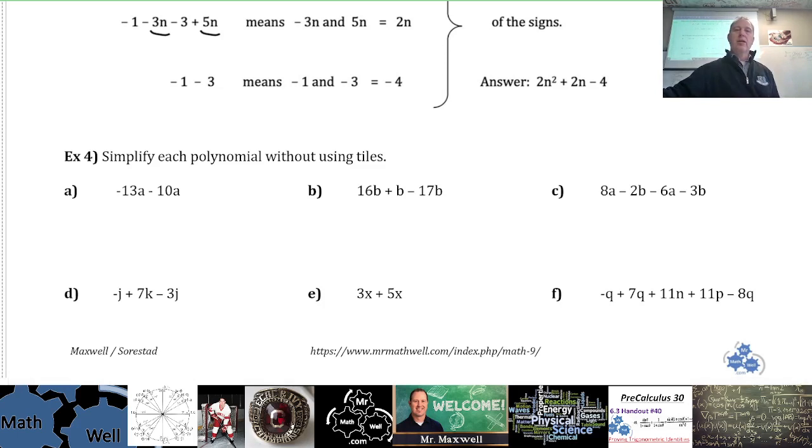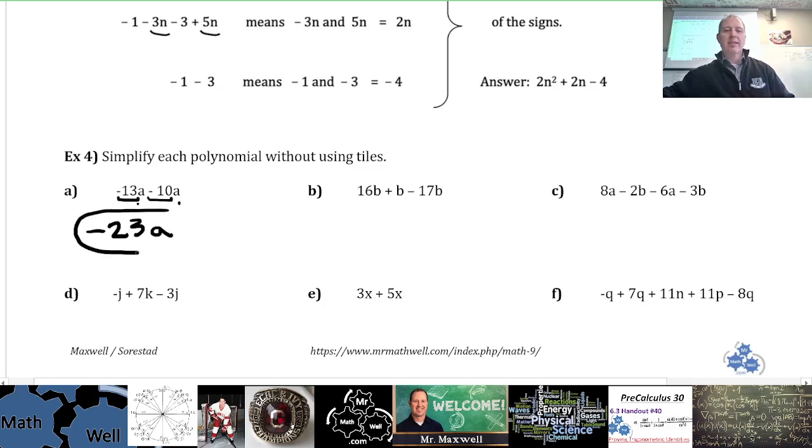And again, these are like terms here. They're both a terms, so I can simply combine the coefficients in front. So negative 13 minus 10. You think about your number line, here's a 0. You start at negative 13 and you subtract 10 more. Where are you now? You're at negative what? Awesome. Negative 23a is your answer. Yes, very, very good. Okay, take a few more minutes and go ahead with those.